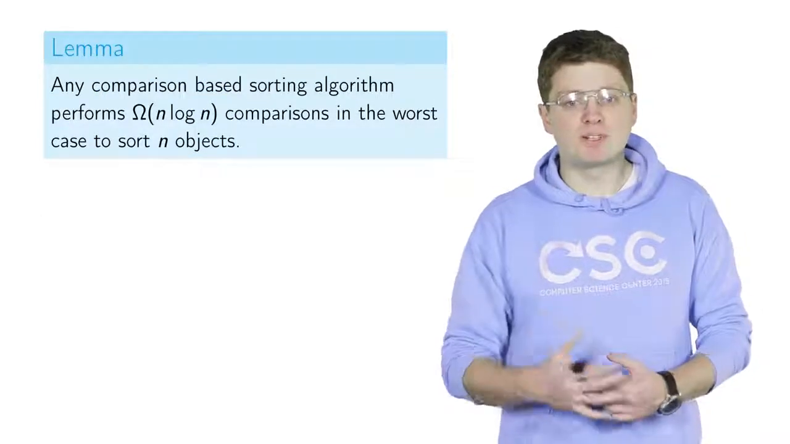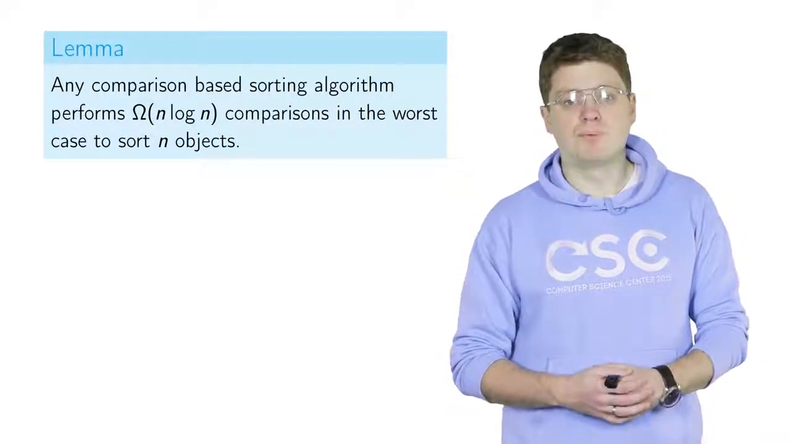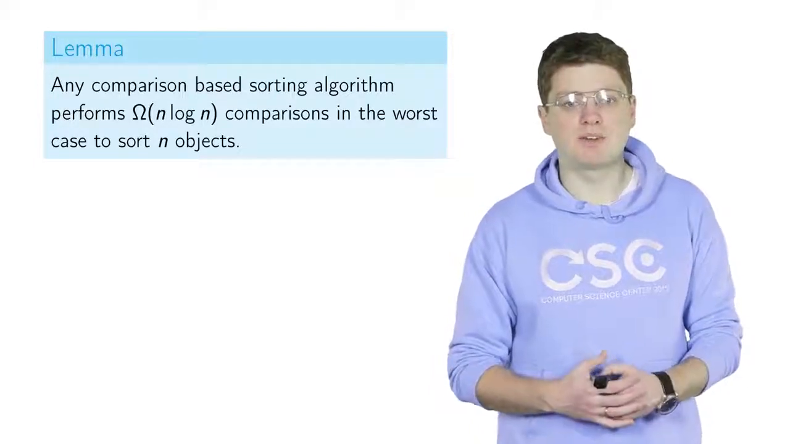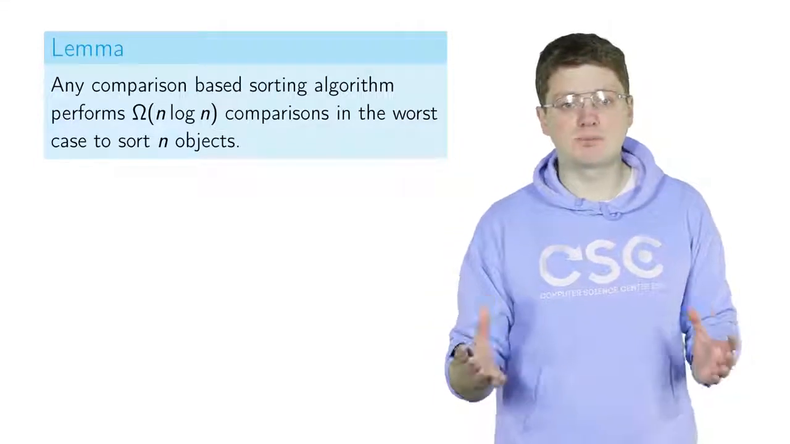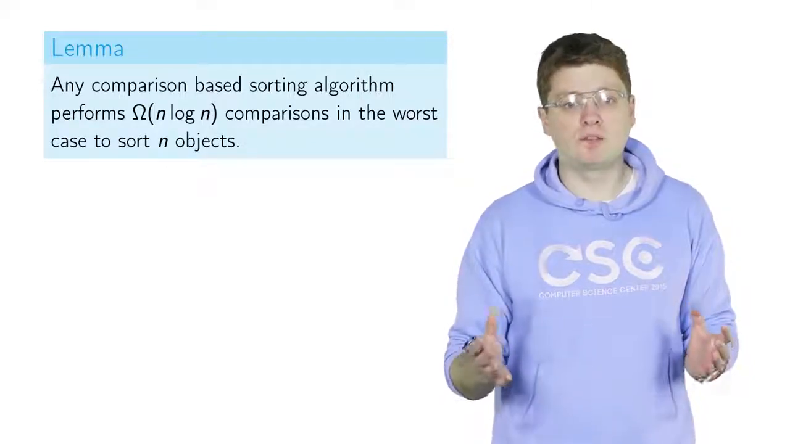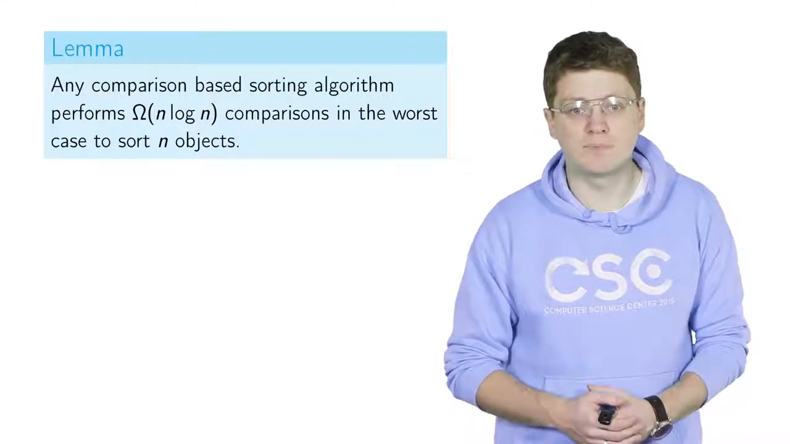So this is a formal statement that we are going to prove. It says that any comparison-based algorithm that sorts n objects has running time at least big omega of n log n in the worst case.